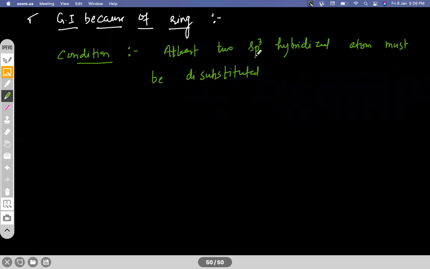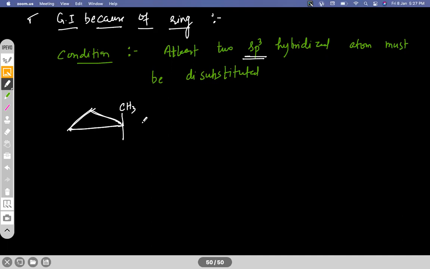Okay, I'll give you one example. sp3 is very important, right? It's not sp2, it's sp3. That's why I have given you the note there that a stereocenter could be sp2 or sp3 hybridized. So look at this example. Suppose we have a ring, a three-member ring.